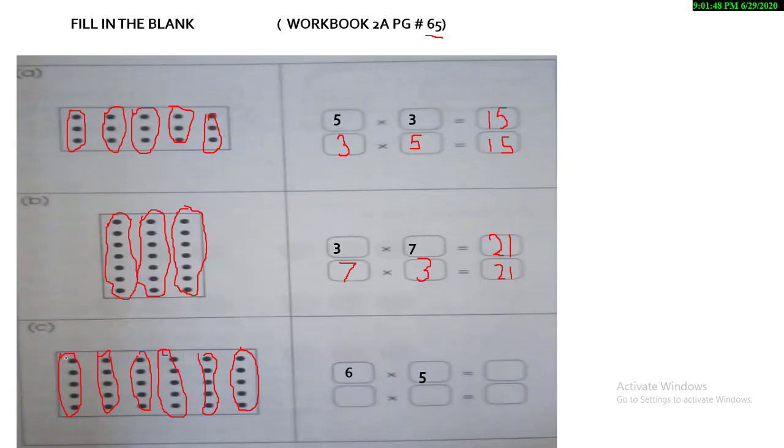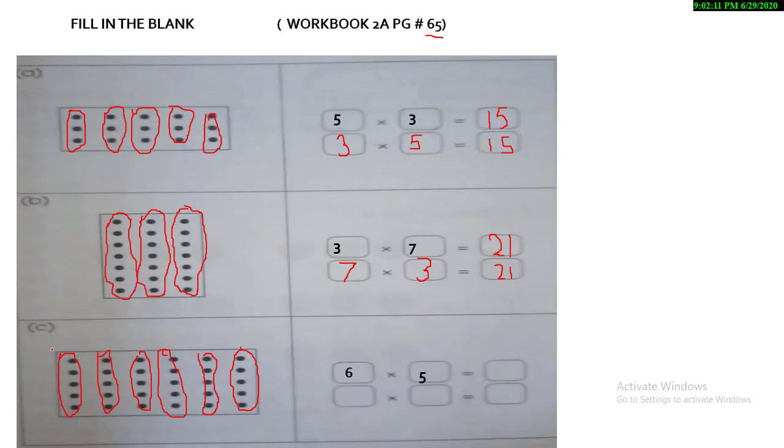There are 1, 2, 3, 4, 5, 6. There are 6 groups. And how many dots are there in each group? Let's count it with me. 1, 2, 3, 4, 5. So there are 5 dots or balls, you can say, in each group. So how many are they in total?